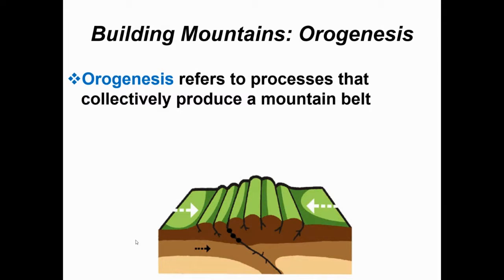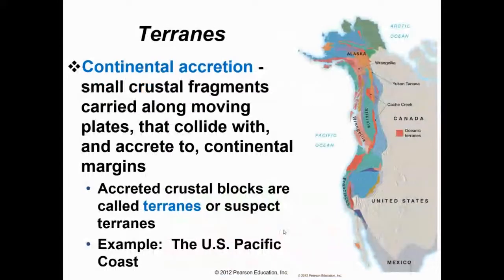Okay, so now that we've gotten all that early information under our belts, let's apply it. We're going to talk about mountain building here. The general term for mountain building is orogenesis. What you're looking at here in this picture is a typical scenario for mountain building, a convergent plate boundary. So you're seeing the two plates smash together and the land is being driven upward.